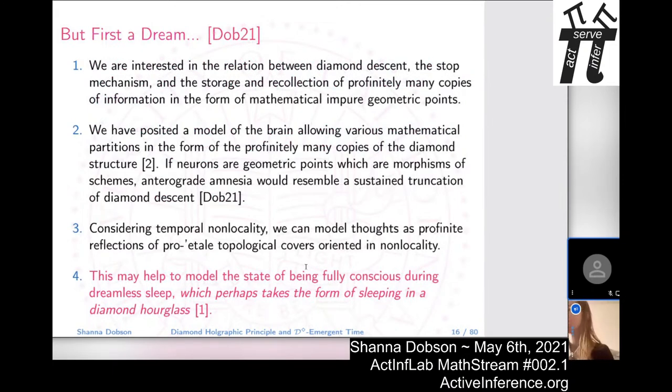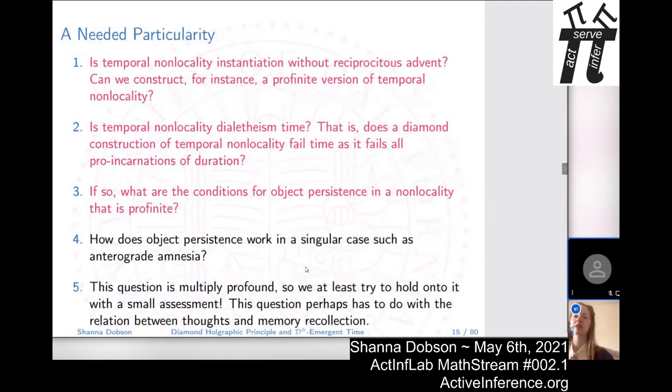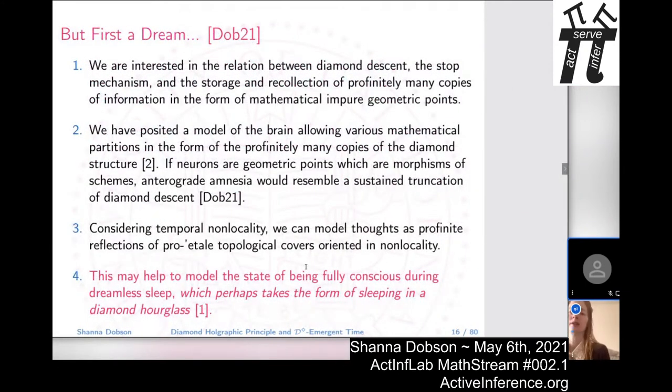Okay. But first, right, you have all this mathy stuff. We're pulling in Friston's work, everybody's work, the ship of Theseus. But first, a dream, because I want to get a little pretty. We are interested in the relation between diamond descent and the stop mechanism. I know Fields and Levin and everyone has been baffled by that stop mechanism, which doesn't work in something like cancer cells. When do things stop? I'm very curious about that. And the storage, reflection and recollection of profinitely many copies of information in the form of mathematically impure geometric points, right?